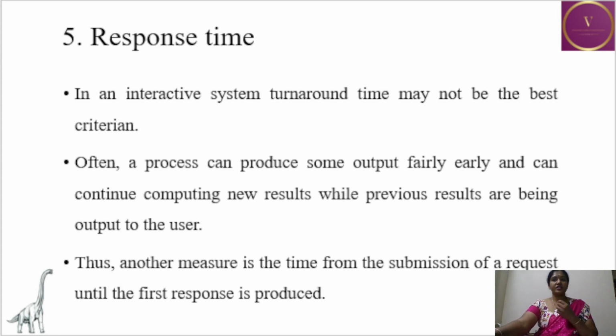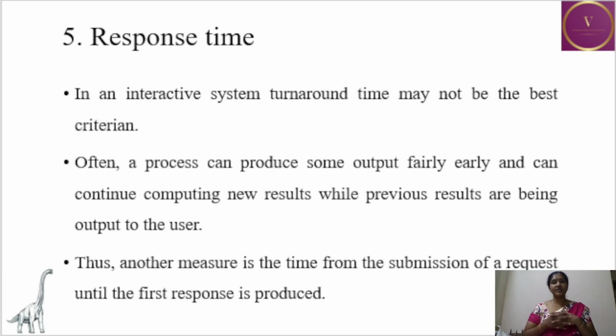In an interactive system, turnaround time may not be the best criteria. What is turnaround time? Turnaround time is the time the process is ready, executed, and produces the output. Whereas in an interactive system, a single process may be required to produce multiple outputs. So once the output is produced, it doesn't mean the process is completed. It might require multiple outputs to be produced. So in that case, we go for response time.